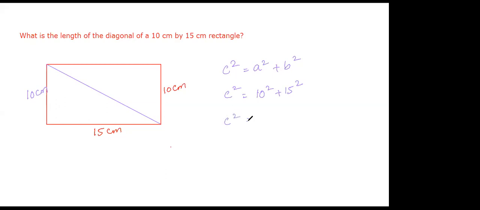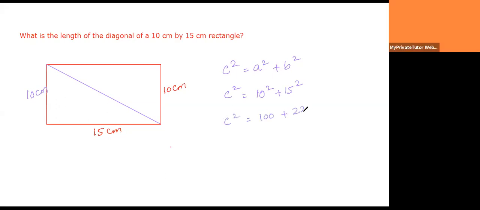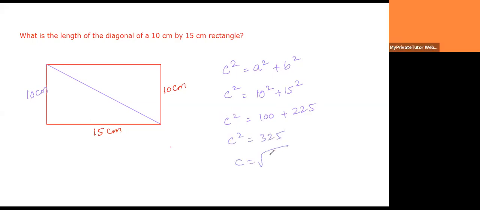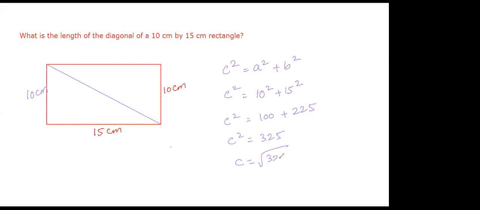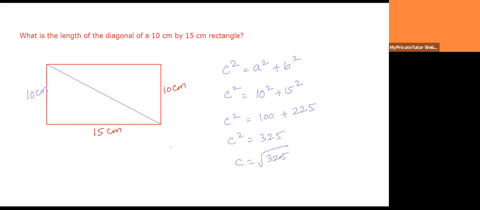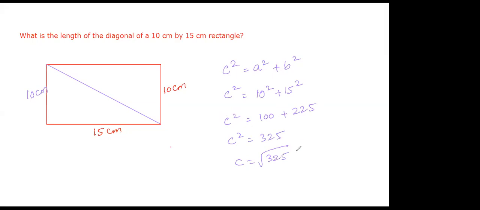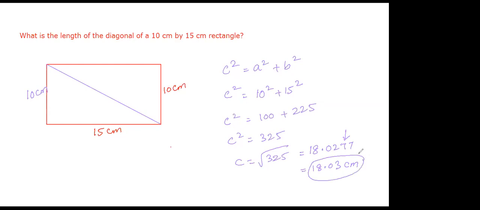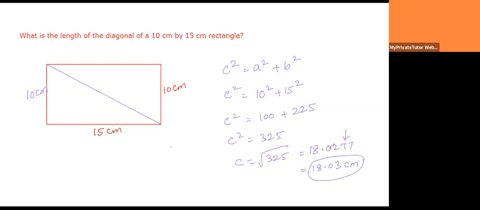18.02 is the answer. Okay, let me have a look. 225 plus 100, so c square equals 325. c equals square root of 325. 18.02. Okay, I think you were right. 18.03 centimeters, Mohammed here. Yes, Joseph, good one. 18.0277 and it goes on. When you round to 2 decimal places, the 7 makes it 18.03 centimeters. Okay. But approximately you can take it as 18 if you want to.